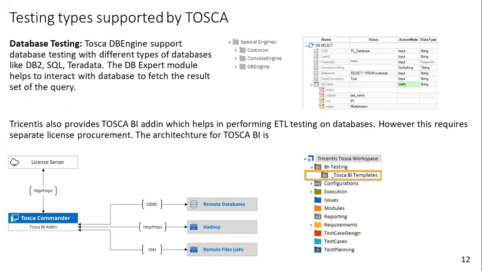Okay. Now, Tosca also has a facility to do ETL testing. ETL is extract, transform, and load. ETL testing on large databases. For that, you would require Tosca BI, and Tosca BI is an external add-in for which you need to procure licenses. You cannot get it free. And you will not get anybody to train you apart from the Tricentis people.